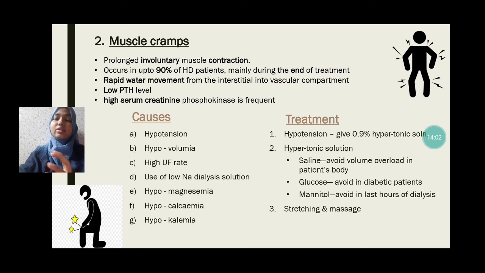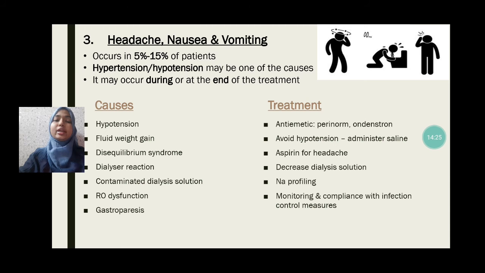Hypocalcemia is less amount of calcium. Hypomagnesemia is because of less amount of magnesium. Hypokalemia is because of low amount of potassium. How will we treat? If there is hypotension, then we have to give hypertonic solution, that is saline or glucose, but we need to avoid glucose in diabetic patients, and the best thing that can be done is stretching and massaging.